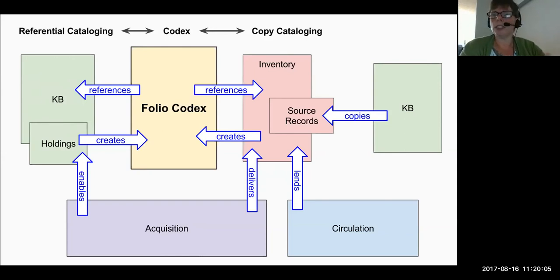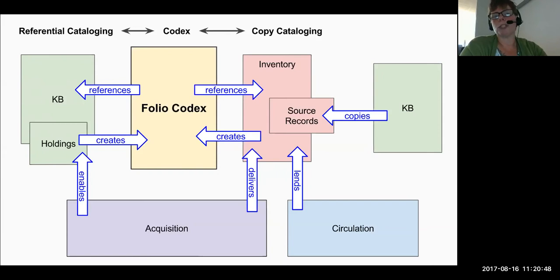Kristen did cover this a little bit, but I will reiterate that there are two main data sources for the codex. One is inventory, which can be comprised of records that are derived from external sources, for example, OCLC or an institutional repository, and copied into the local Folio inventory. They can also be created locally, as Kristen mentioned, if you have a need to create a local codex type record. External knowledge bases can also be sources of data, where the codex record would be derived from the knowledge base, but the actual source record would remain external to Folio.